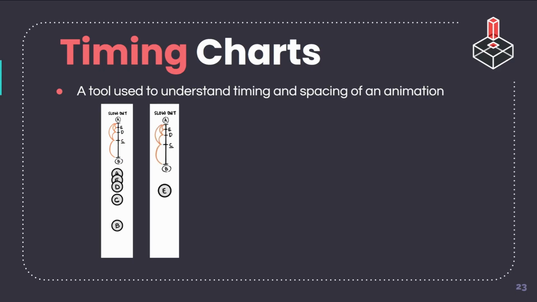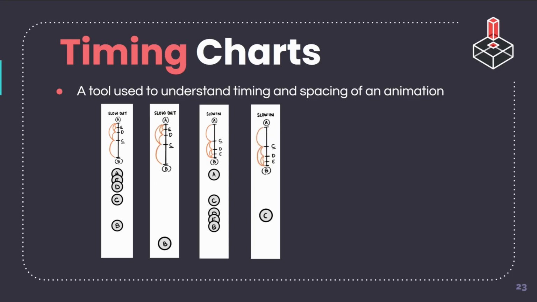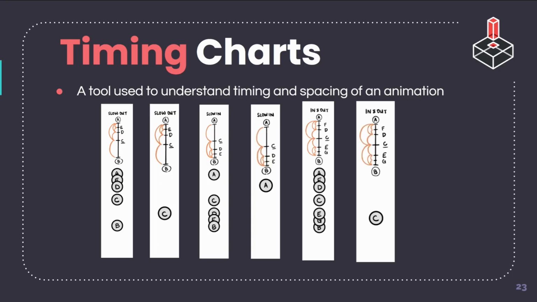Slow in adds frames at the end to show the deceleration at the stop. Combining slow in and slow out gets the more realistic motion of an object gaining speed and then easing back into a stop.